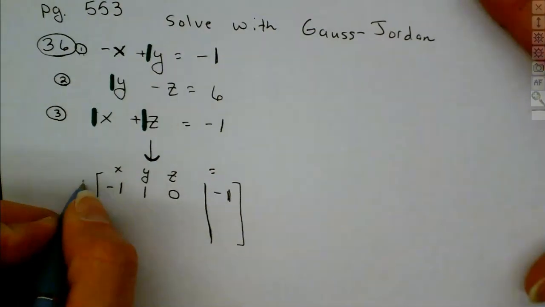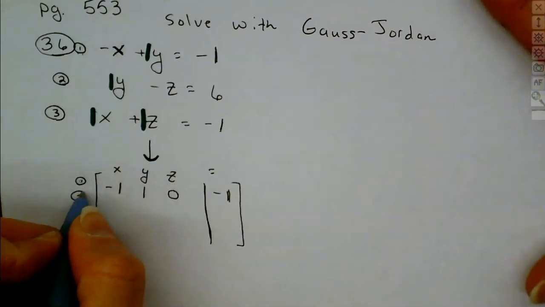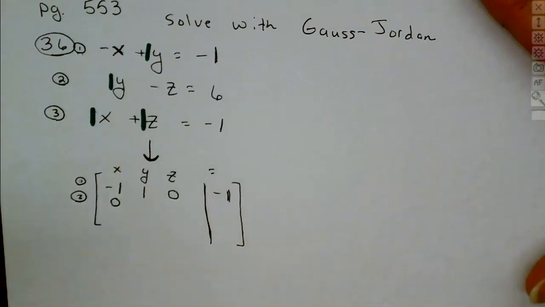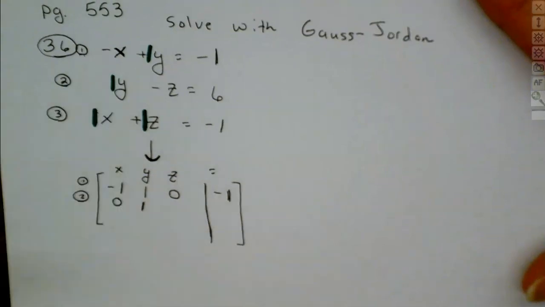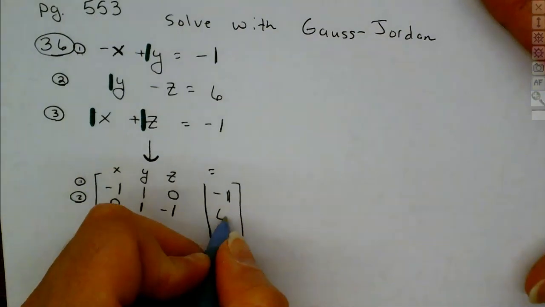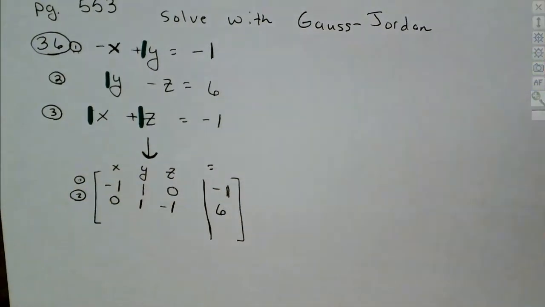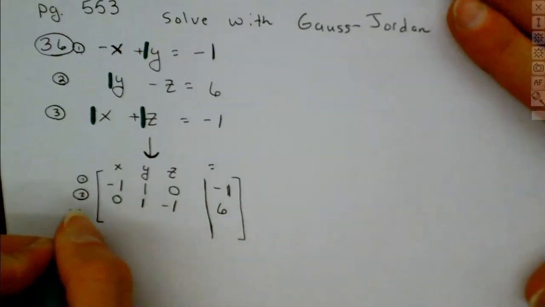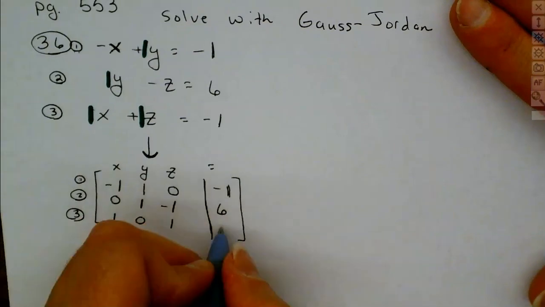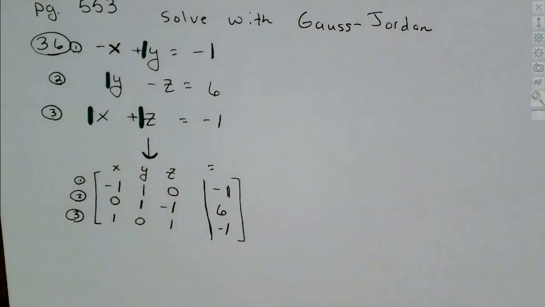On the next row, okay, the next one, do we have any x's? No, so that's 0. What's my y? Y is a 1. And then we've got a -1. And then the other side is a 6. Next row. Next row we have 1x, we have no y's, we have 1z, and it equals a -1. Is everyone okay with how I built that up?